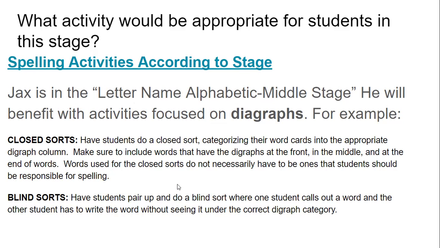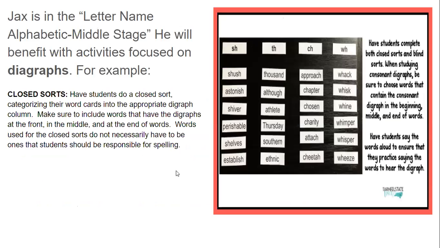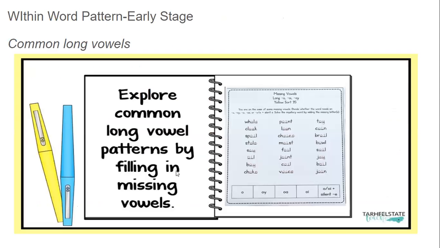A closed sort, categorizing, or a blind sort, where he's working with a peer and putting words into the correct digraph category. Again, I think this would be pretty quick to clear up for this student, and we would be ready to move him into the within pattern early stage.